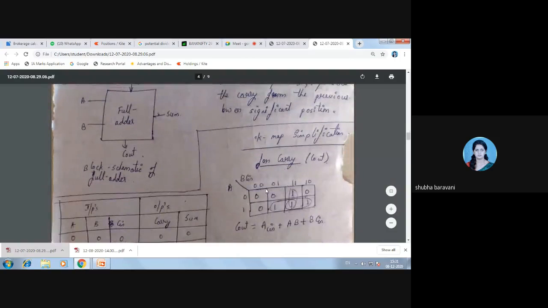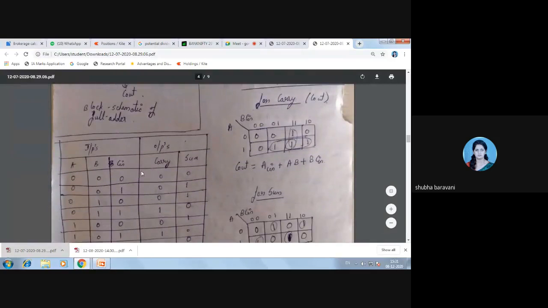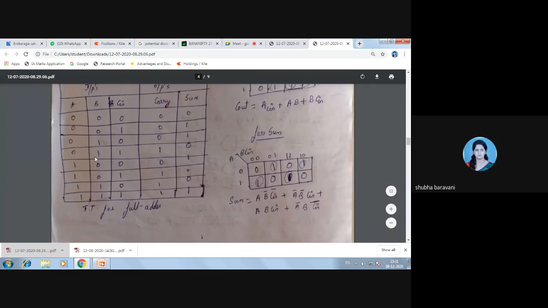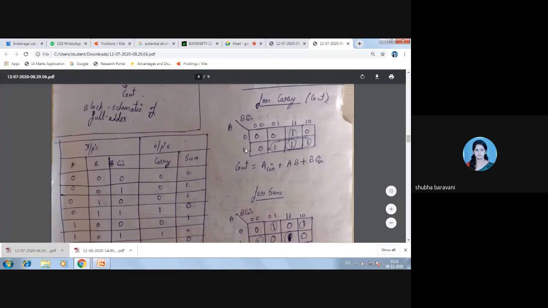So what I have to do? I have to first construct the K map. So I put the K map for C out. Okay, this is the K map for C out. A, B and C in I have taken here. See, carry is 1 for 0 1 1, 1 0 1, 1 1 0 and 1 1 1. For these, it is 1. So I did the grouping of cells and I have written the equation for C out.